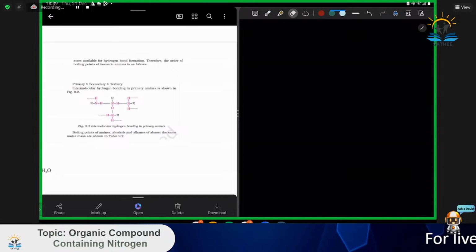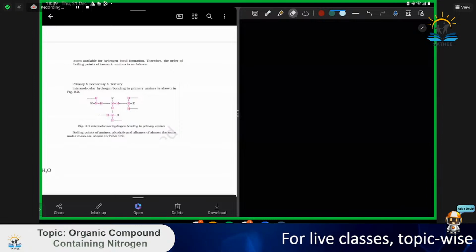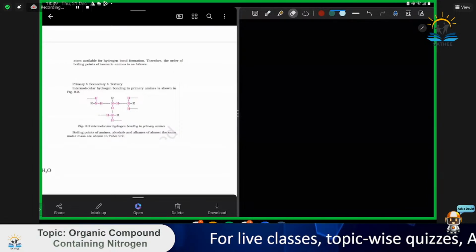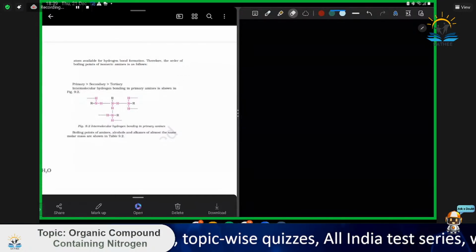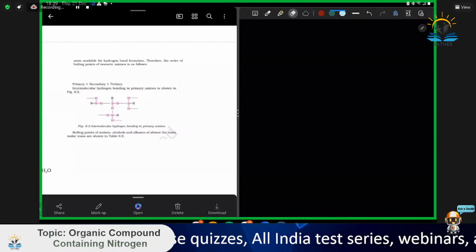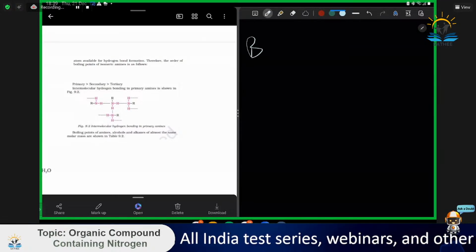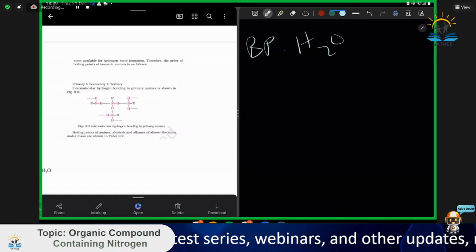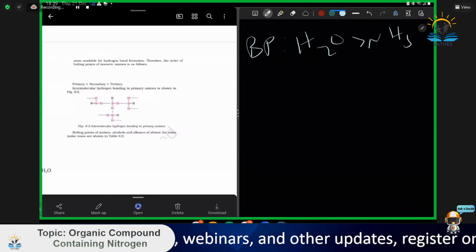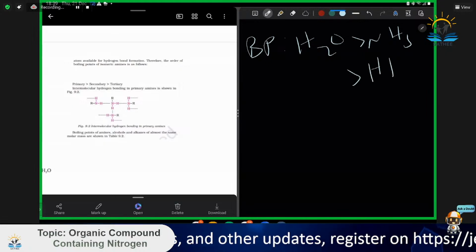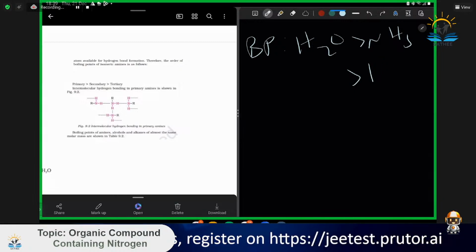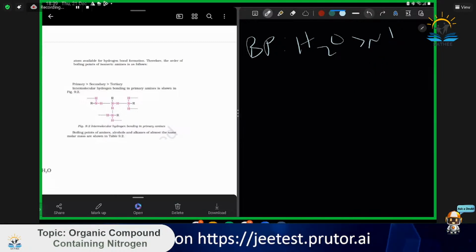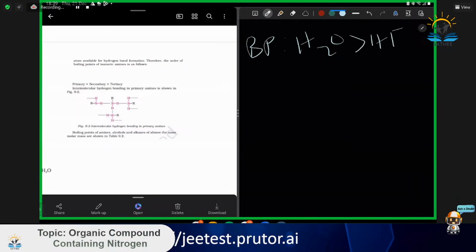Boiling points of amines, alcohols, and alkanes of almost the same molar mass are compared in a table, which I didn't print out. The matter is that it is higher in amines, then alcohols, then alkanes. Another thing, boiling point H2O greater than NH3 greater than HF.